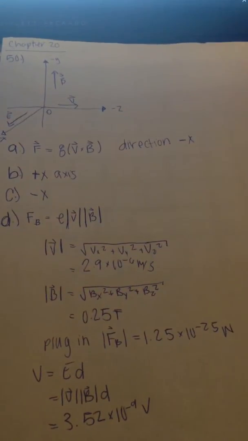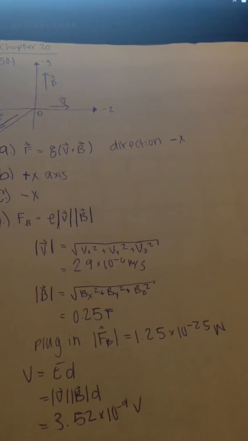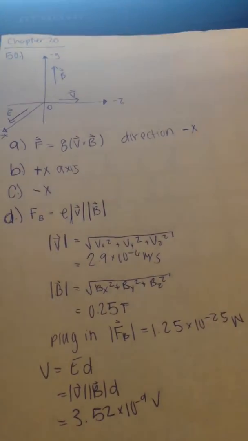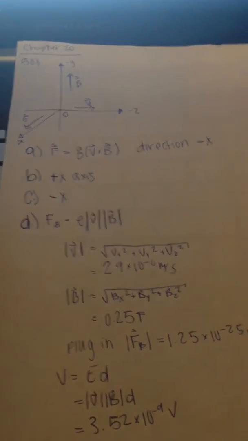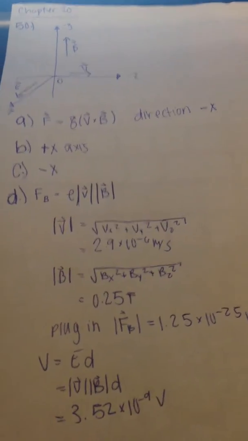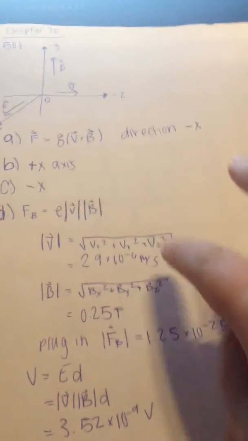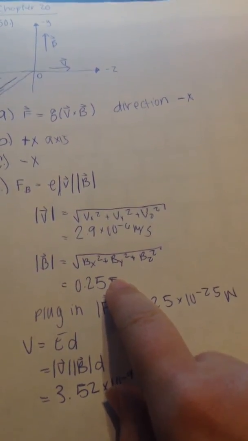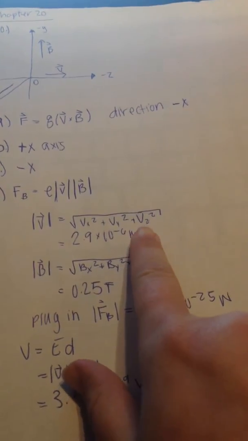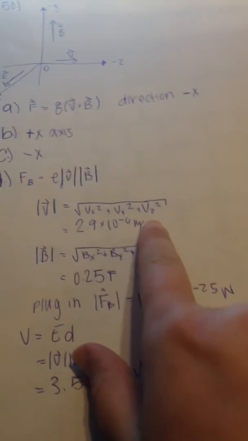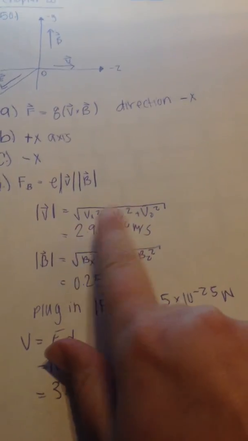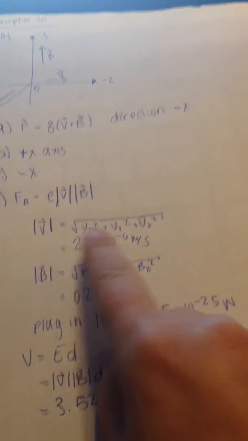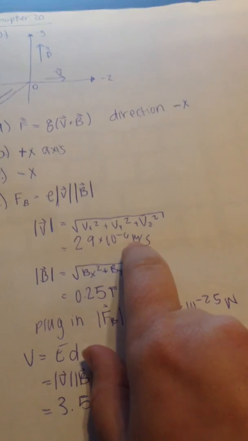And so for part D, we know that the magnitude of the magnetic force on the electron is F sub B is equal to e, the magnitude of V, times the magnitude of B. B being the magnetic field, V being the velocity, and e being the charge. We need to find the magnitude of V and the magnitude of B, which is what I did here. We get those because we are given this V sub z squared, and V sub y and V sub x are both going to be 0 because we're only looking at the negative z direction. You square that, take the square root, and that's going to give you this here.